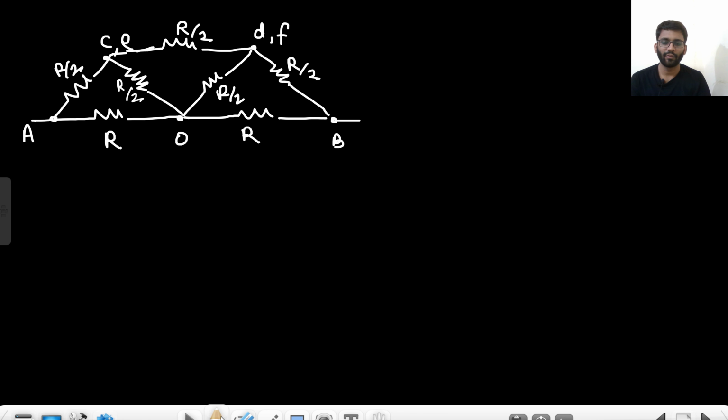In the middle. Always try applying the delta in the middle, because if you apply star or delta here, you will also have to apply it here. But what if I apply here? All the loops will come in action. If I am applying here, all the loops are coming in action. So this will reduce to R by 6, this will reduce to R by 6, and this will also reduce to R by 6. What will be the equivalent?